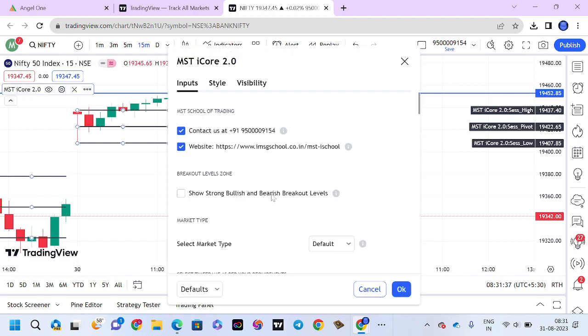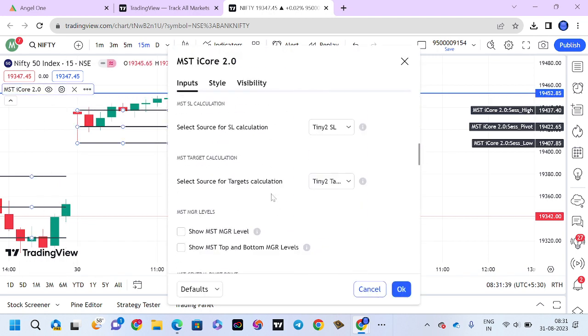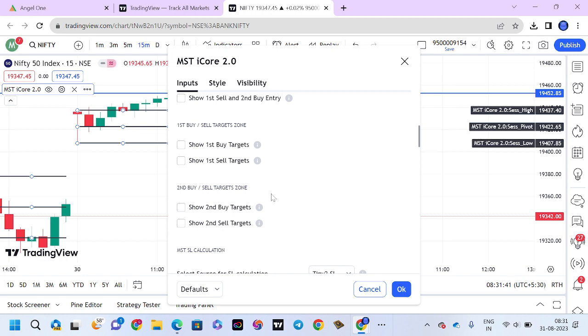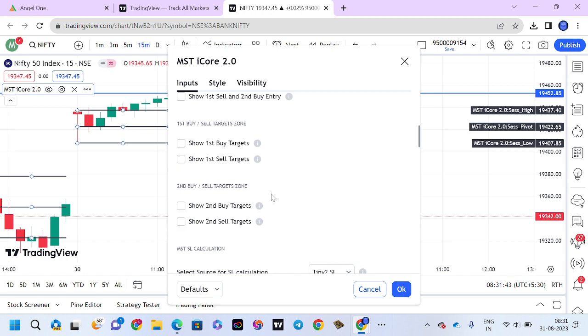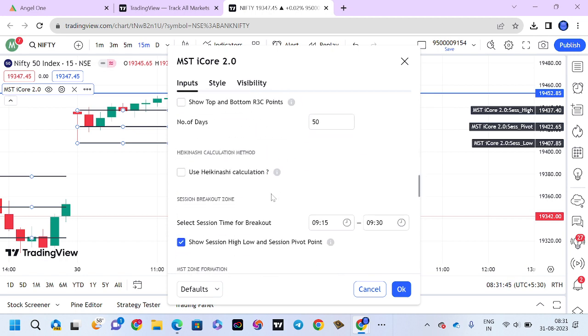And another one, crude oil and all, you can use the 6:30 breakout, 6 o'clock breakout, 8 o'clock breakout. So all this, whenever a new market is opening around the world, a new session is opening, so that breakout will work out.